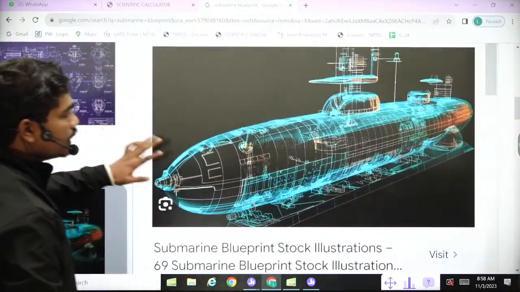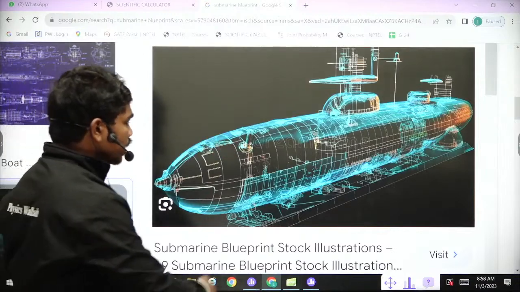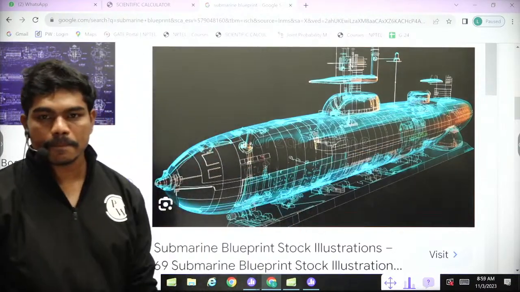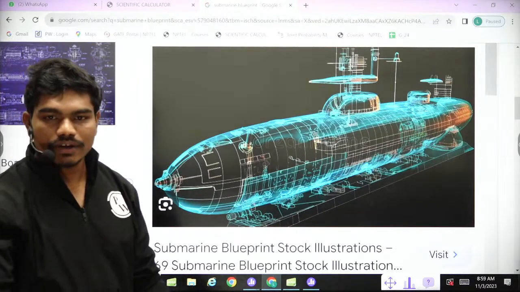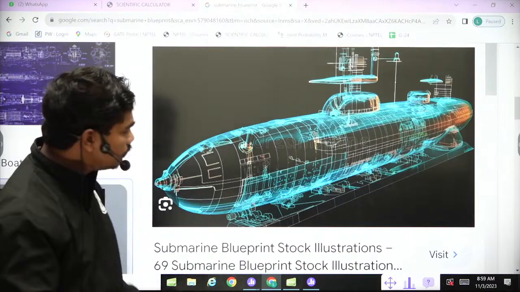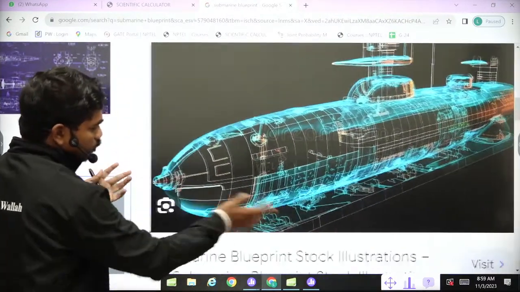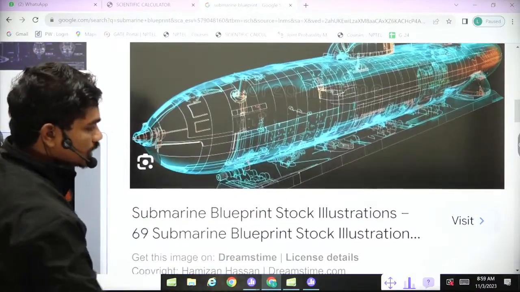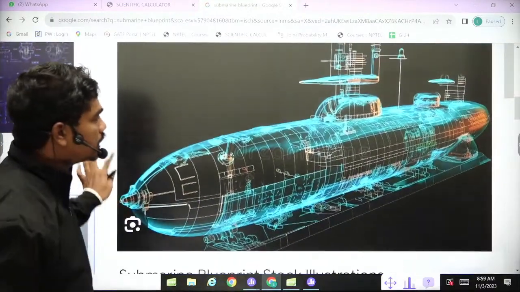Can anyone see one thing here? If you observe carefully, all the engines are at the bottom. Can you see this? In Vizag you might have seen it, because in Vizag we have an expo of a submarine. But right now, can anyone see this? This is the actual blueprint of one of the companies. Okay, fine. Let's not go into much detail.